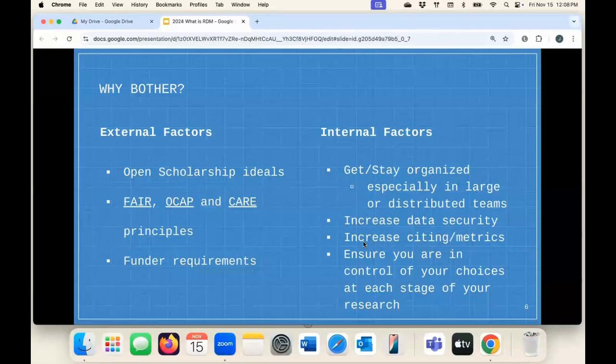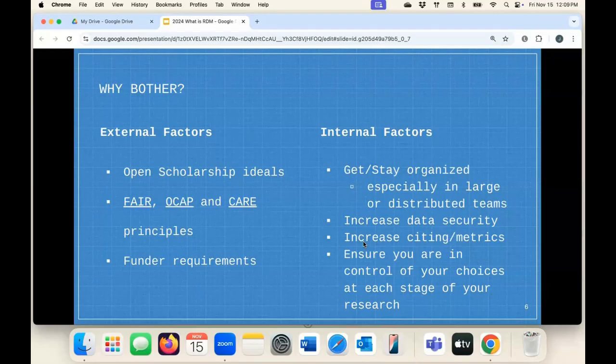So why do we do this? What's the point of being here today? There's a couple of important external factors. If you are interested in participating in open scholarship, if you believe in those kinds of ideals, that you would share research to as many people as possible for the most benefit. There are some specific principles that we'll talk about in a minute, including FAIR, OCAP, and CARE. Those are all acronyms that we'll get into.